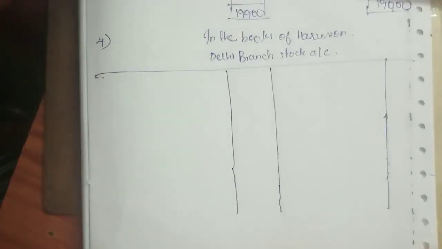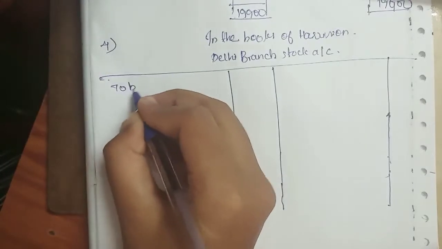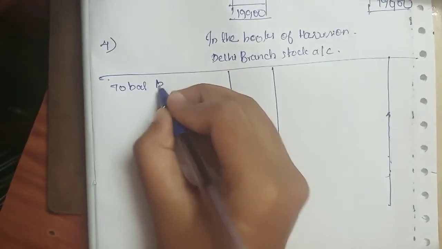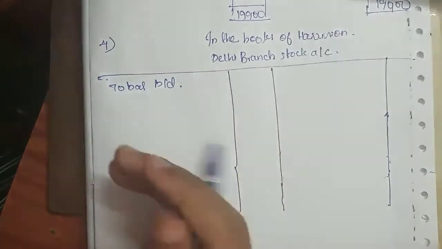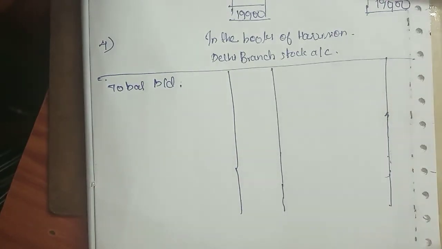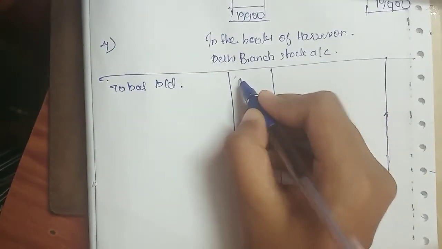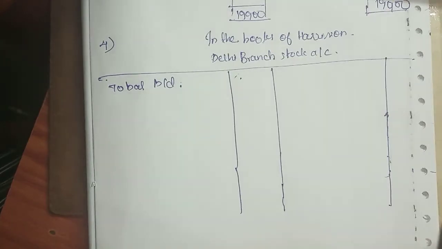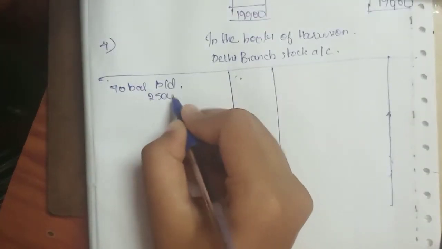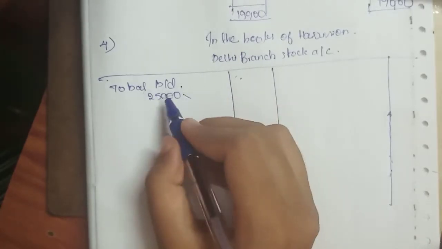So as I mentioned in the last video, you need to take only stock relevant things into the account. First is the opening balance of stock, balance brought down. They have told that goods are sent to the branch at cost. So write this balance brought down first. Balance brought down is 25,000. Okay, this 25,000 is at cost, as they have mentioned. So this balance brought down is 25,000.